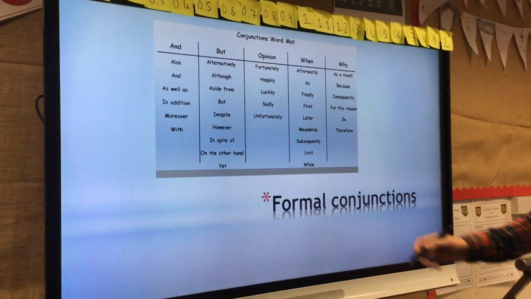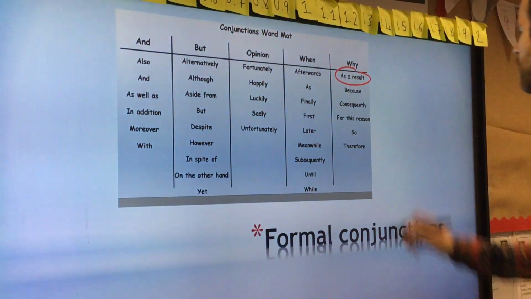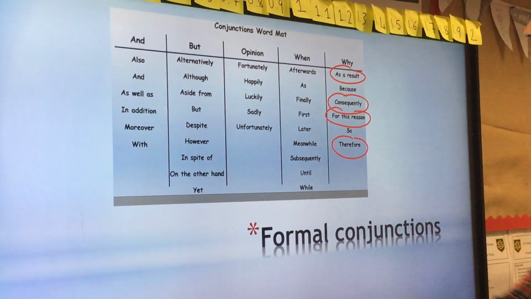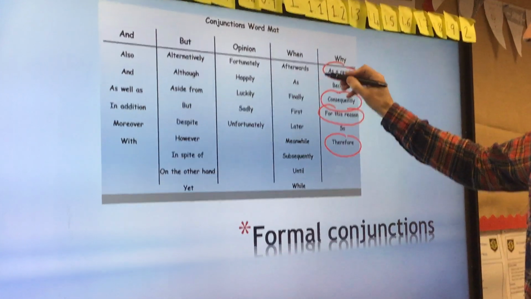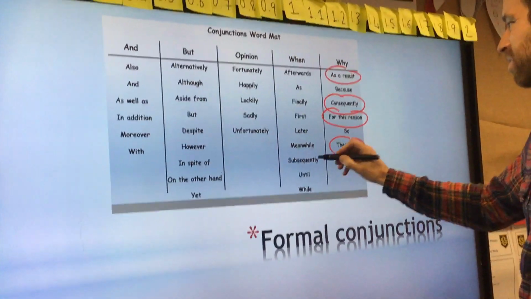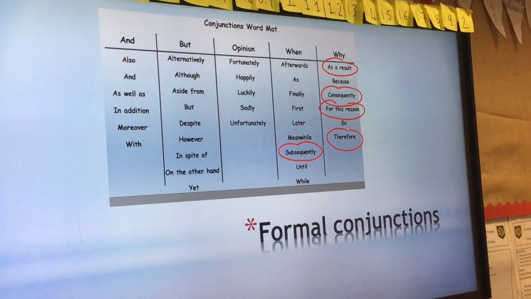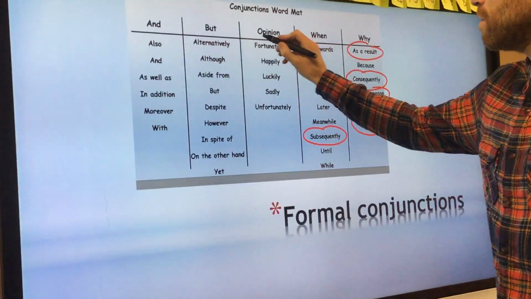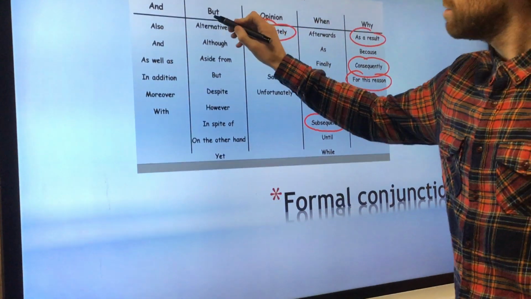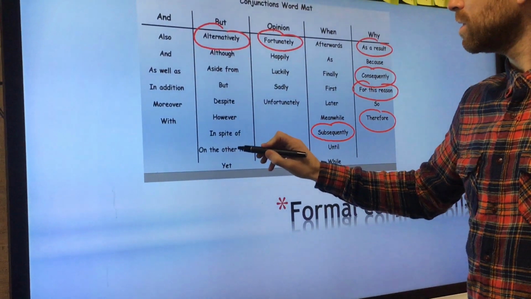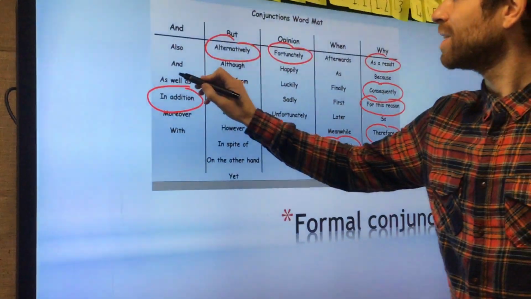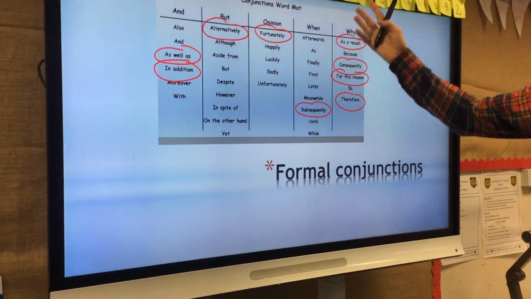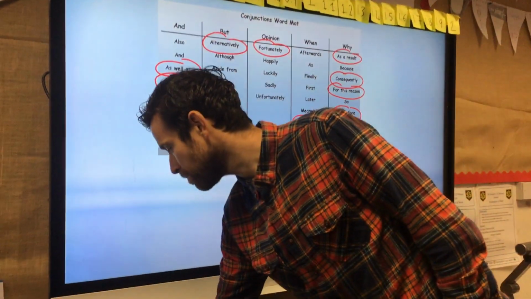Okay, so I think I would use as a result, I think I'd use consequently, maybe for this reason, therefore. I don't think I'd use many of these, to be honest. Subsequently, maybe. So subsequently, kind of something that happens after something else. Maybe fortunately, maybe alternatively. In addition, as well as, so these are the kind of ones that I would consider to be formal conjunctions. So if you've got some similar ones, then well done.